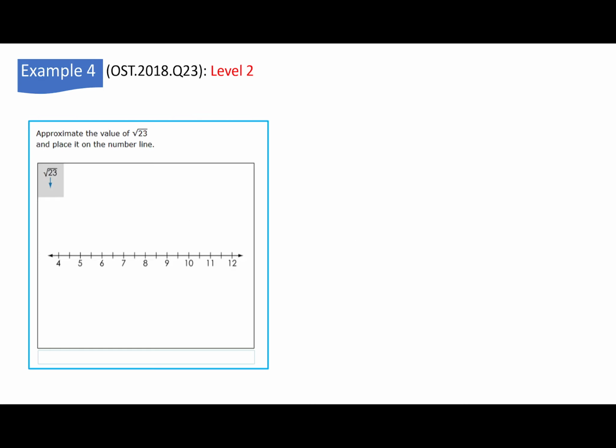Example 4. Approximate the value of square root of 23 and place it on the number line. This number line is given to you. Use the calculator. Square root of 23, if I round it to 2 decimal places, I get 4.80, which is between 4.5 and 5. I choose 4.5 because this is going by 0.5. See, 4.5, 5, 5.5, 6, 6.5. So you just place it here and you get a full mark for this question.